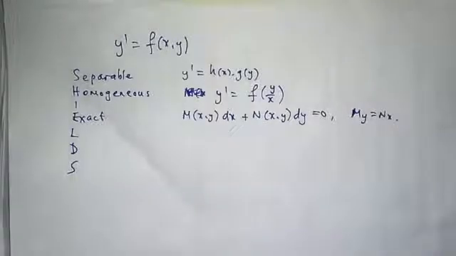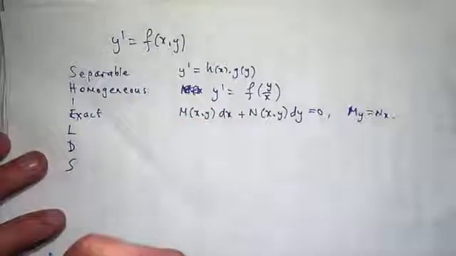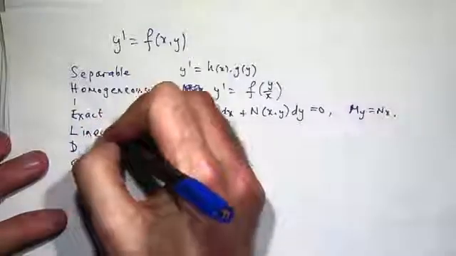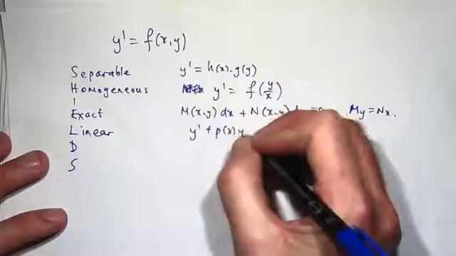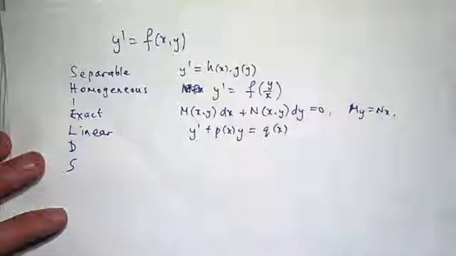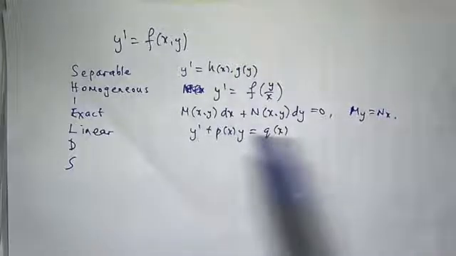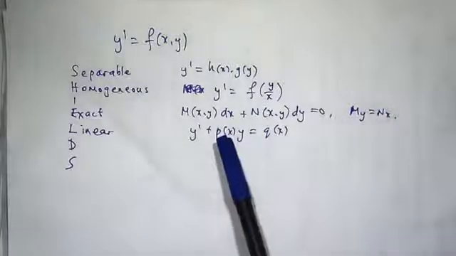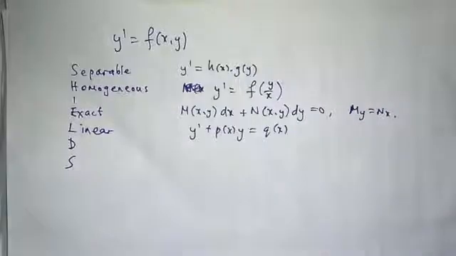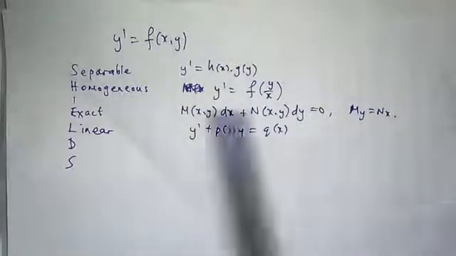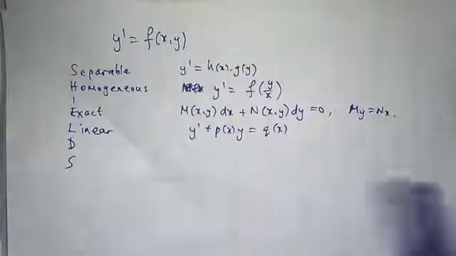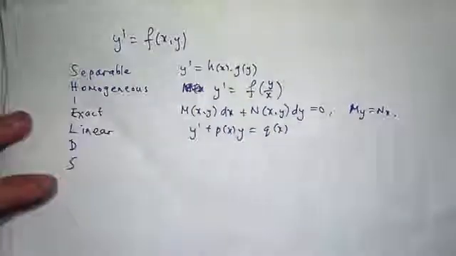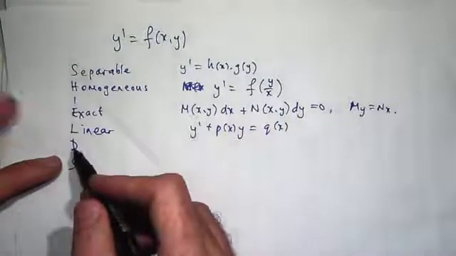What do you think the L stands for? Linear, right. Okay, so that's when the equation is of the following form. Okay, so to solve a linear equation, what you do is you look at this coefficient function of y, and you form an integrating factor, e to the integral of p of x. And you multiply through both sides, and then you use the product rule to reduce the left-hand side to the derivative of a product.